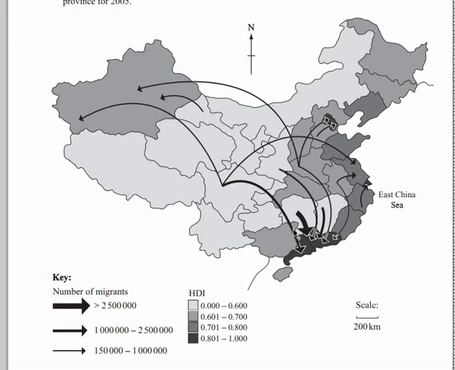So you can see here, for example, the arrow in this region relates to the very large number of 2.5 million migrants. You can also see the Human Development Index as well, and that's quite important if you're going to get the top level for this question. You can see that they've got this central area with a very low Human Development Index. So the sorts of things that they'll be expecting you to say. They would expect you to use those numbers. So the numbers here are very important.